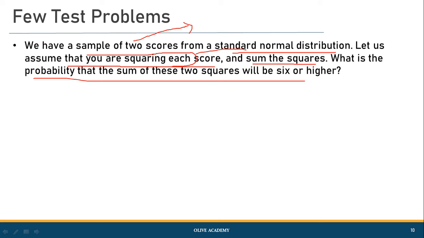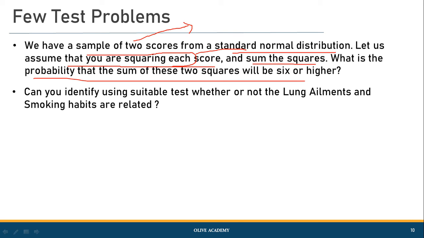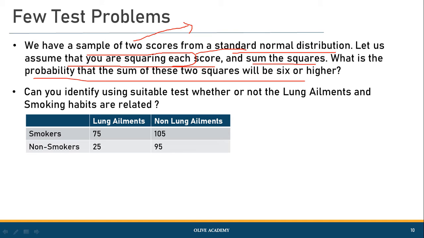Now, in this case, it has to be chi-square. Now, let's look at another example where the question is about to test the relationship between lung ailments and the smokers or non-smokers. Whether or not smokers and the lung ailments are related. Between rows to the columns, they are related or not. So it is a straightforward chi-square problem, because the question is about the relationship between smokers and their lung ailments, right? So this has to be chi-square.